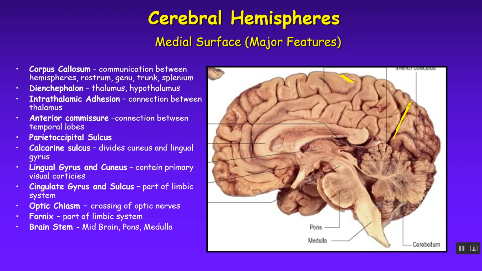Now, we're going to flip the brain over to the medial surface. All kinds of fun things on the medial surface here. The first thing we're going to show you, and it's very easy, is the corpus callosum. That's this big structure here that joins the two hemispheres together, runs the whole length of that, so it really joins mostly the frontal and parietal lobes together.